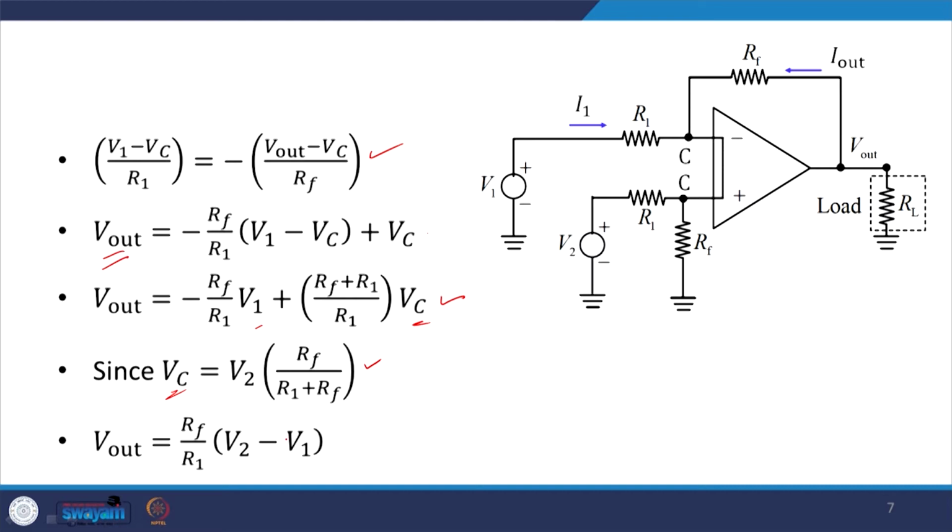So, here you can see that what I am having is the difference of these two signals, V2 minus V1, and this RF and R1 will basically decide how much I am going to amplify it.